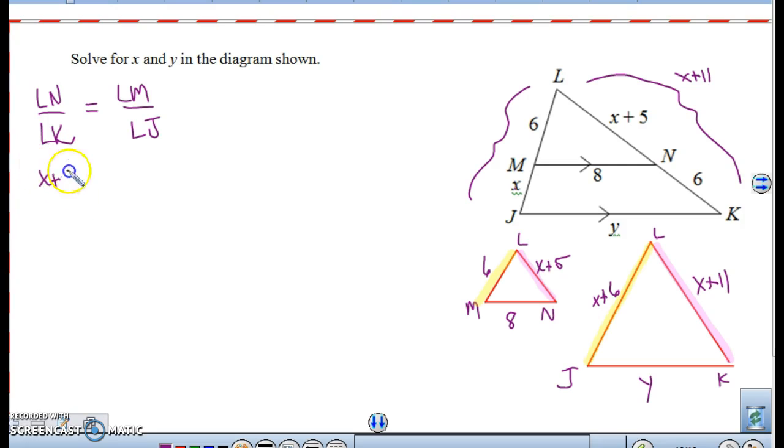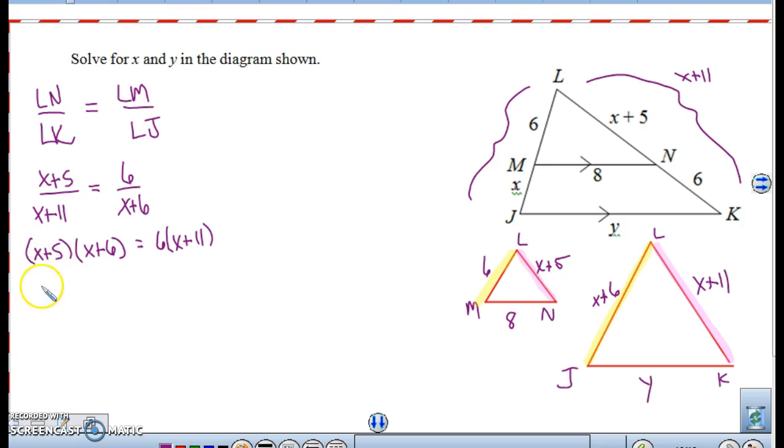LN is x plus 5. LK is x plus 11. LM is 6. And LJ is x plus 6. Okay, now we have to cross multiply here. Remember, x plus 5 times x plus 6 is a FOIL. And then you have to distribute as well. All right, so when you FOIL this out, it's x squared plus 6x plus 5x is actually plus 11x, and 5 times 6 is 30. I assume that you can FOIL yourself. You know how to do that. 6 times x plus 11 is 6x plus 66.